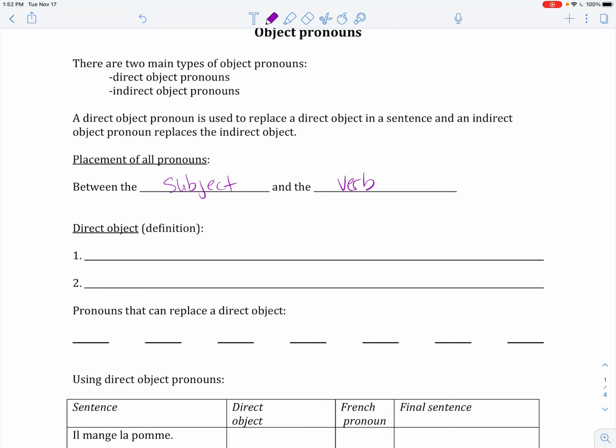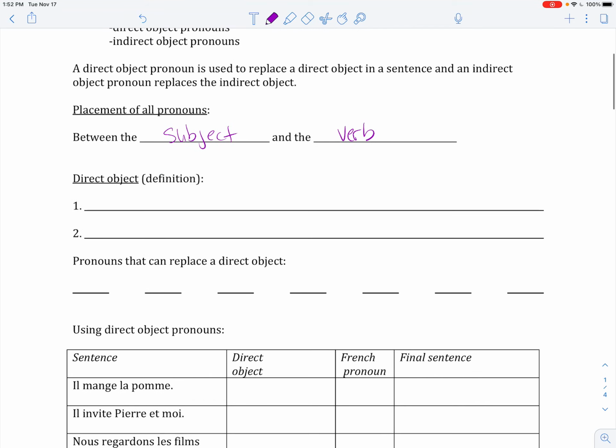So a direct object, what is it? The technical definition of a direct object is that it answers the question, what? As in, who does the boy see? The boy sees me. Well, that was who, that wasn't what. Let me give you a better example there. I'm reading the book. What are you reading? The book. So the book there is the answer to the question, what?